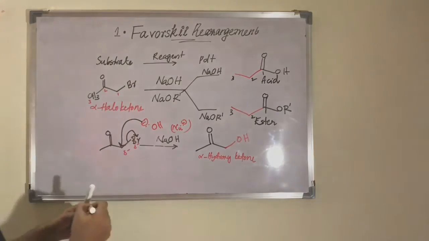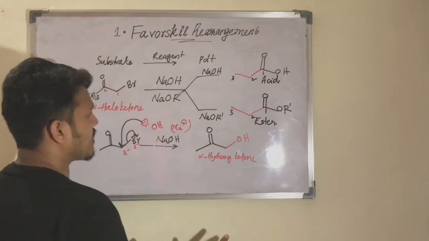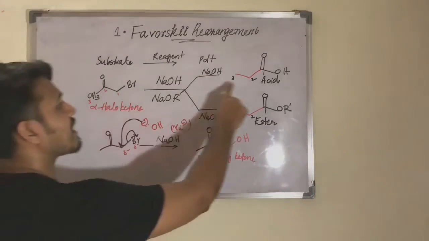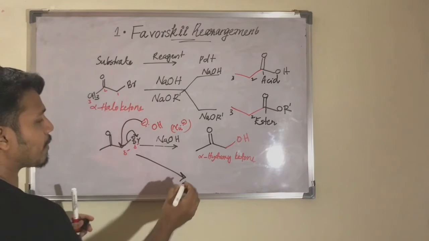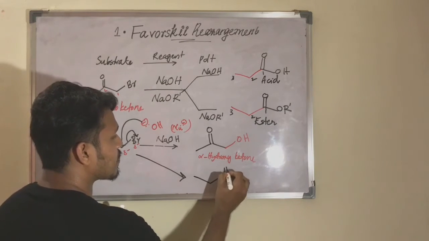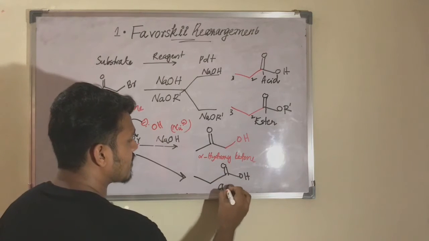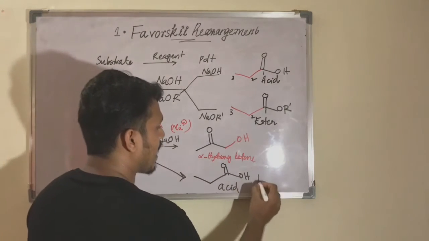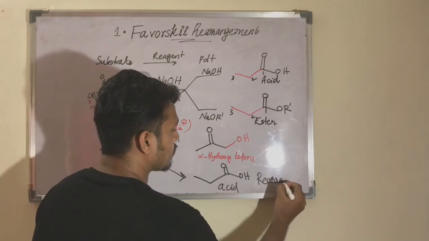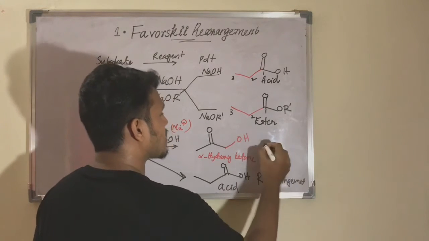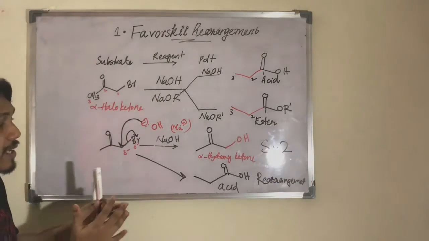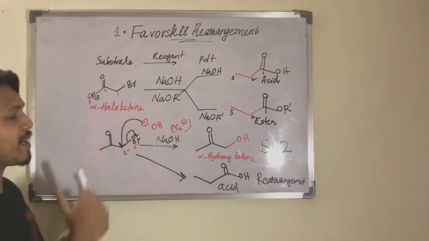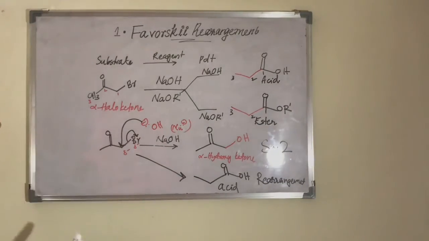But your product is not alpha hydroxyketone. So clearly this is a rearranged product. You are expecting a different product, that is nothing but this one, the acid. This is called a rearrangement reaction, while the other is simply an SN2 reaction. That is the charm of rearrangement: you will end up with an entirely different product from what you are expecting from general organic chemistry. That's why it is called the Favorskii rearrangement.